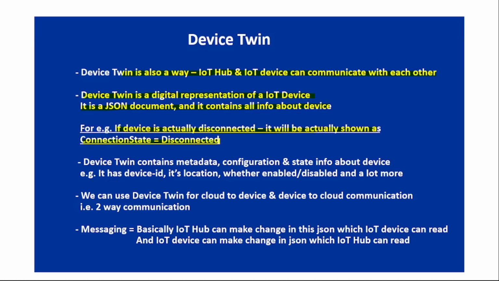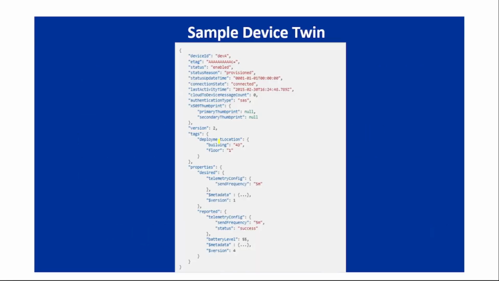So I know guys, you might be finding it difficult to understand. So before we discuss the next point, let's directly have a look at a device twin. This is a sample device twin, and if you see, we have this device ID, status is enabled, then we can see connection state is equal to connected and all that. So basically it is a digital representation of a physical IoT device. And again, here you can see connection state connected, that means this device is connected to Azure IoT Hub.